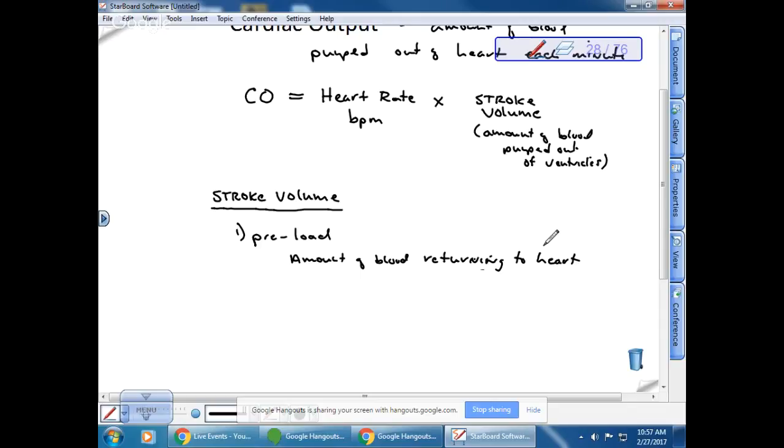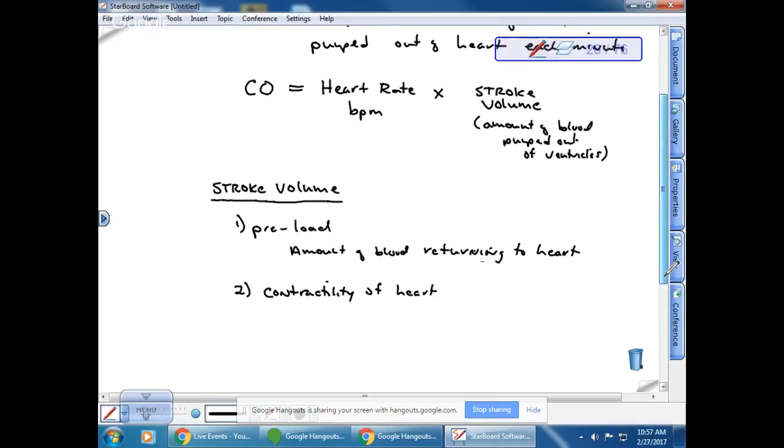The other thing that affects stroke volume is the contractility of the heart. The heart can actually contract more forcefully in certain instances to eject more blood, right? If the heart contracts more forcefully, more blood is going to flow out. We'll talk more about that in a little bit. So that's the contractility of the heart.